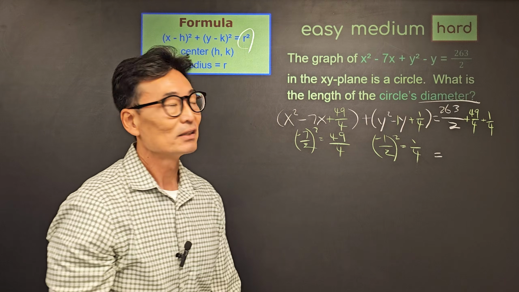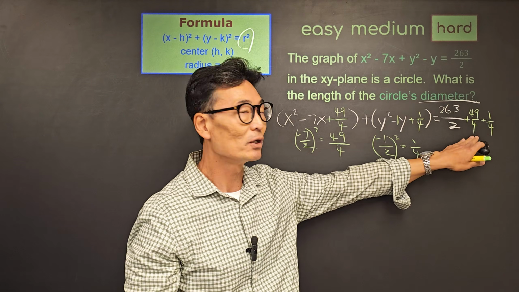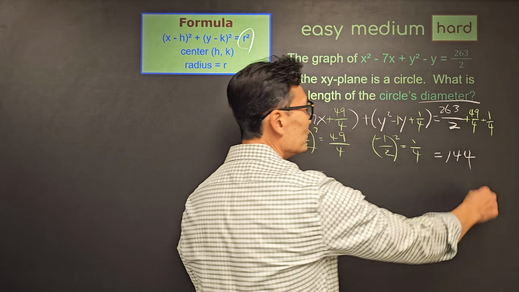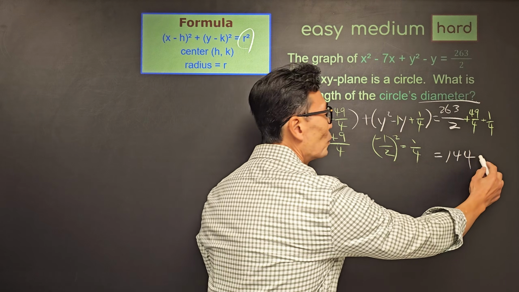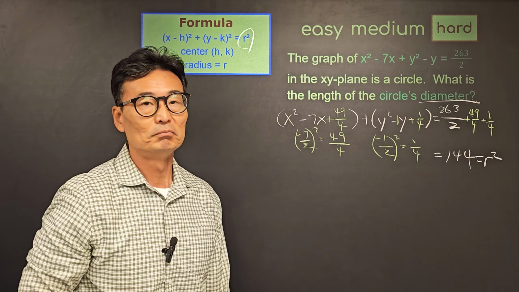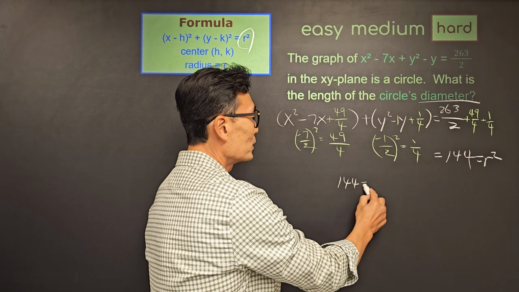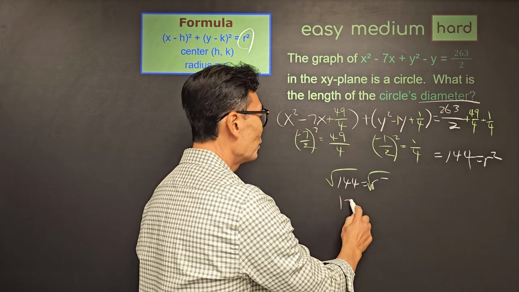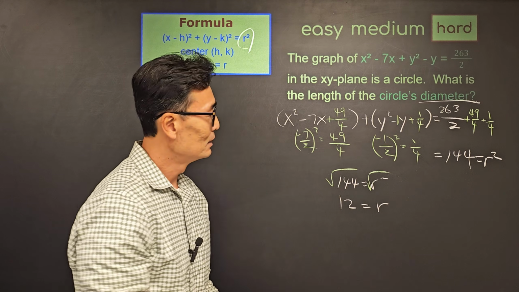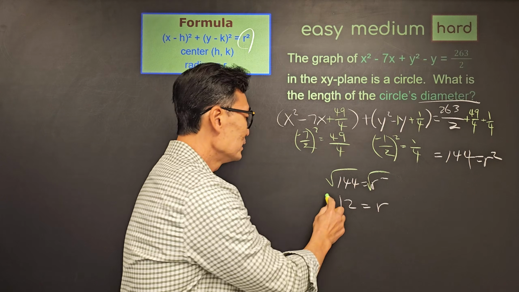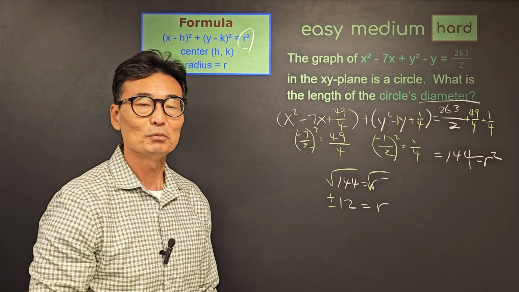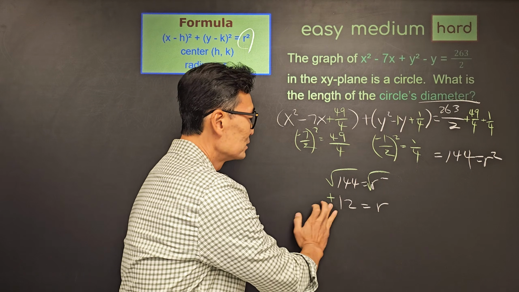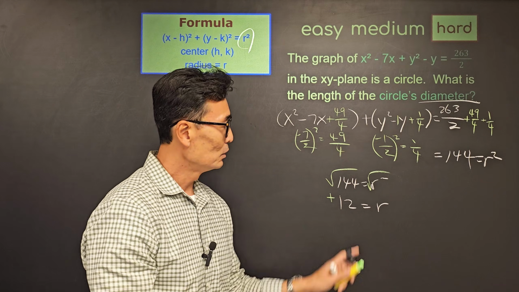On the right side, if you take 263 over 2 and 49 over 4 and 1/4, add it all up, we get 144, which of course equals r squared. Then from 144 equals r squared, take the square root, then we get 12 equals r. Again, when we take the square root of the left and the right, it's supposed to be plus minus, but remember, radius cannot be a negative value. So we're going to take just the positive value, or 12.